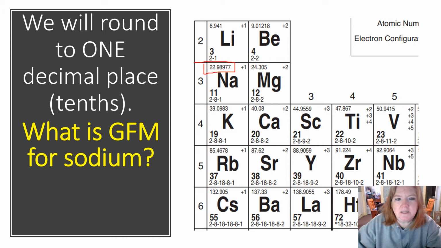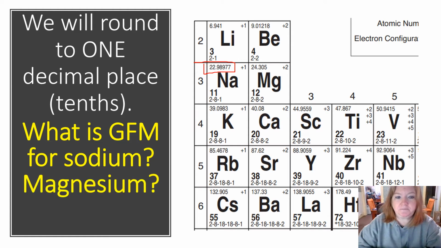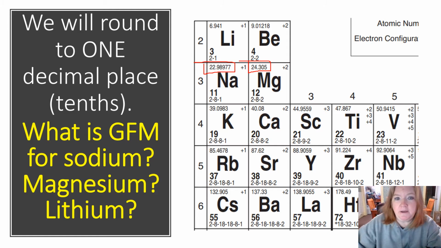Here is its atomic mass, so its gram formula mass would be just 23. What about magnesium? What would its gram formula mass, molar mass be? 24.3 grams per mole. And what about for lithium? Right here, it would be 6.9 grams per mole.